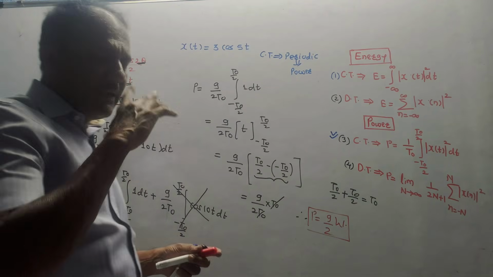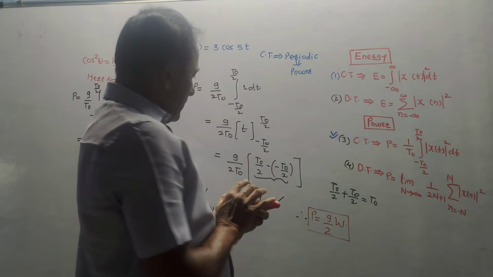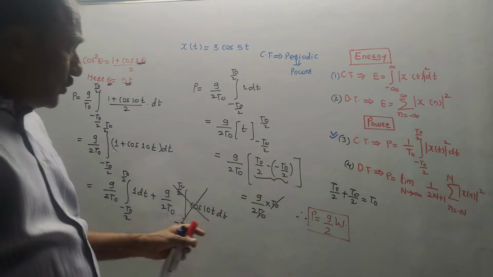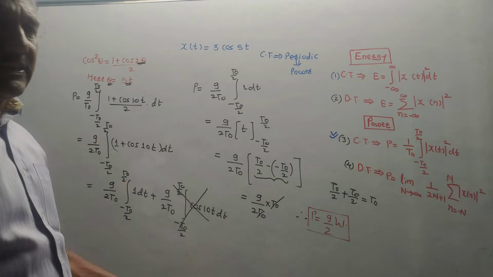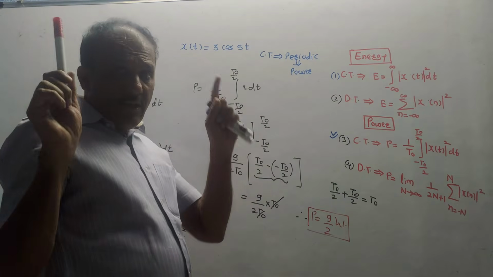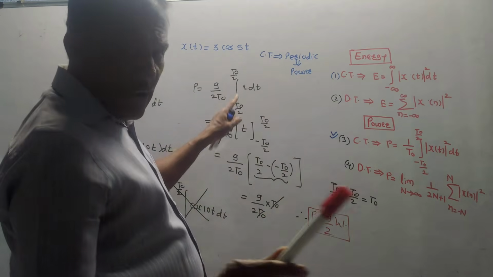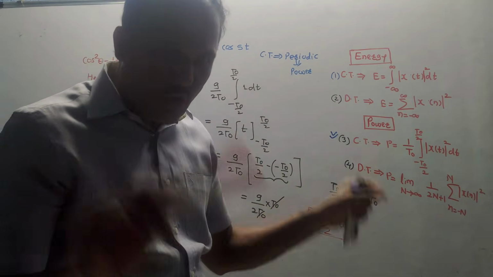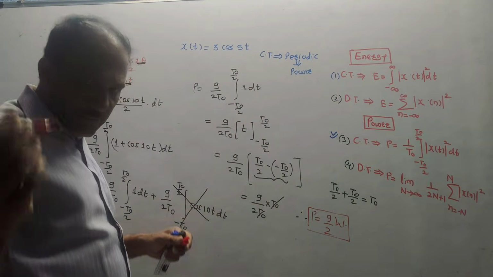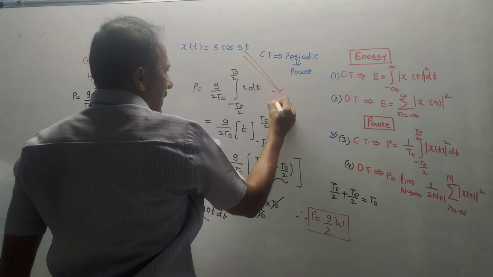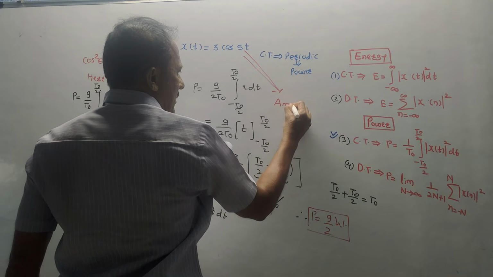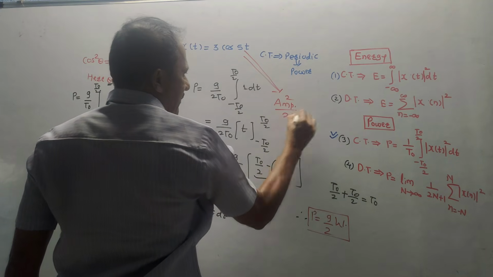I will tell you one simple technique. This is just for cross-checking the answers. You should not solve the numericals using this method only. It is just for cross-checking whether your answer is correct or not. For energy or power signals, if the signal is sine or cosine, it is always a power signal, and the answer of power is always and always amplitude square divided by 2.